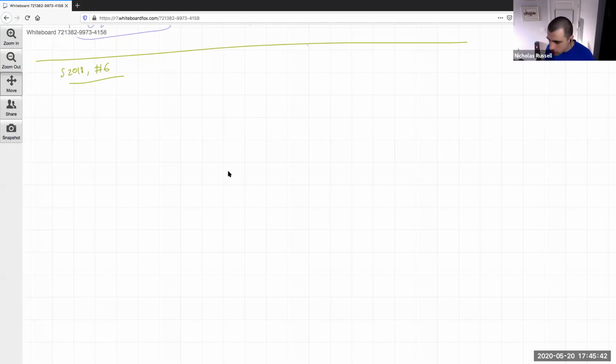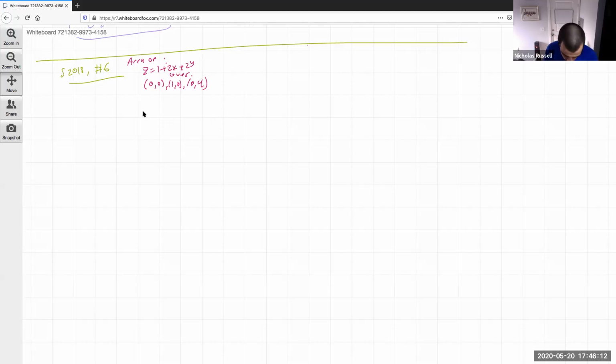So this problem says compute the area of the part of the plane z equals 1 plus 2x plus 2y that lies above the triangle with vertices (0, 0), (1, 0), and (0, 4). Okay, so it wants me to compute this area over this domain here.